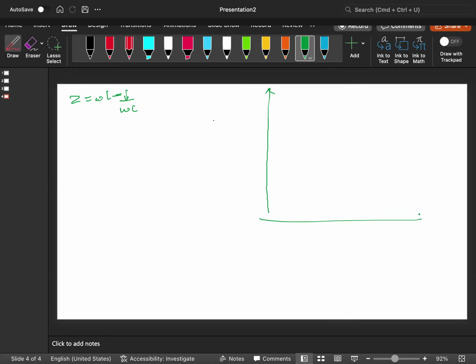Let's make a diagram because, you know, this depends upon omega. I can say how it is moving. Look, there's a very simple idea: your impedance will be decreasing, right? What is the minimum value of impedance? Can you ever have zero? Yes.